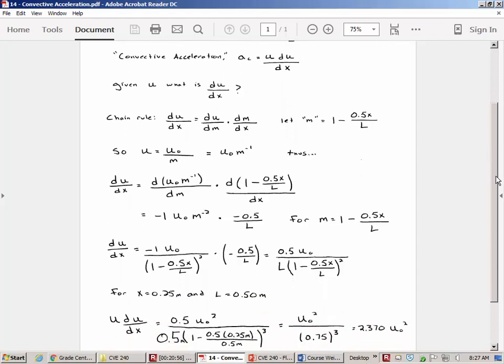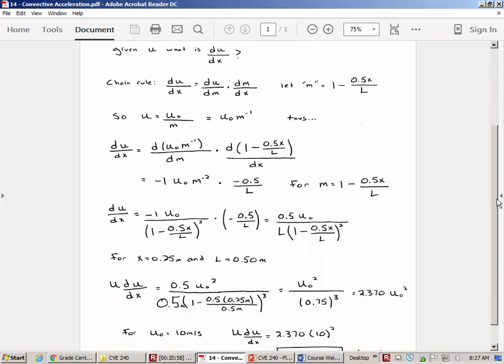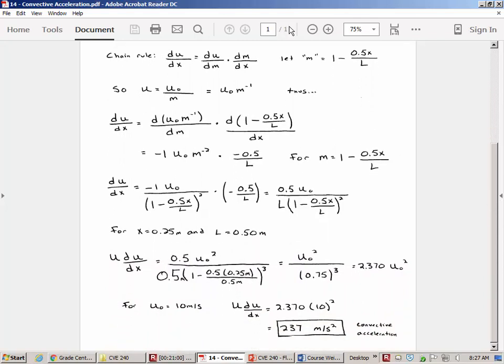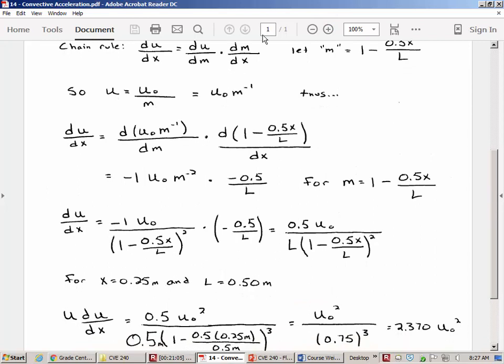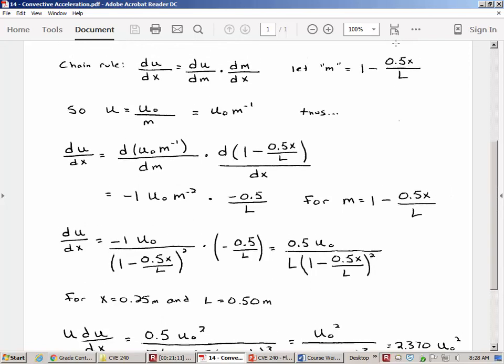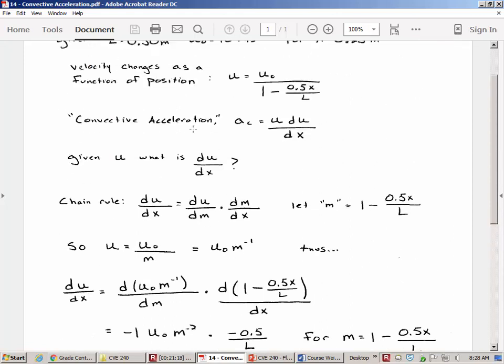Let me zoom in a little bit to make it easier for you to see, starting, I guess, with the chain rule. There we go. So what we're saying is we're assigning a new variable to this expression. So we're going to just call it m. So we're going to rebuild our original equation.